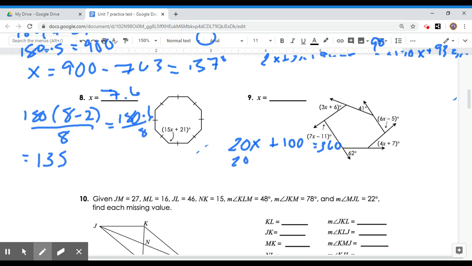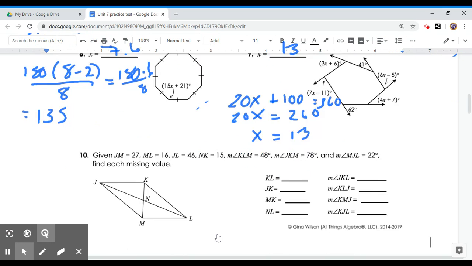Subtract 100 from both sides. 20x equals 260. Divide by 20 equals 13. So x equals 13 here. I actually think that's the same exact question that was on the quiz.